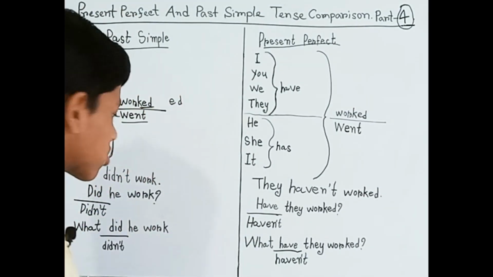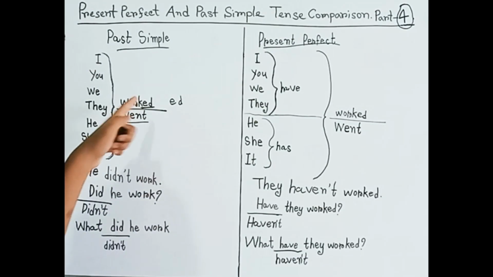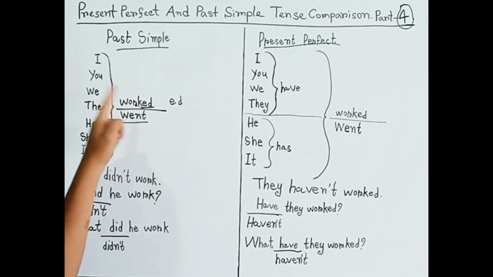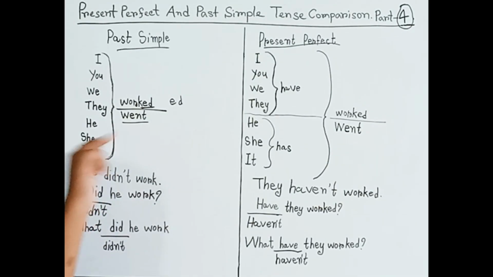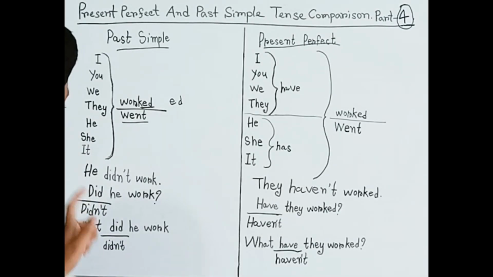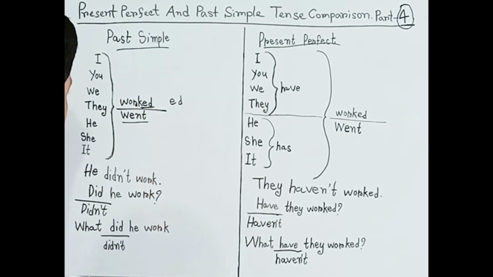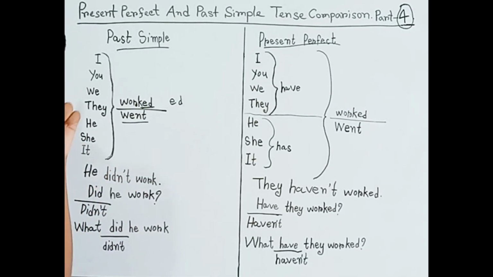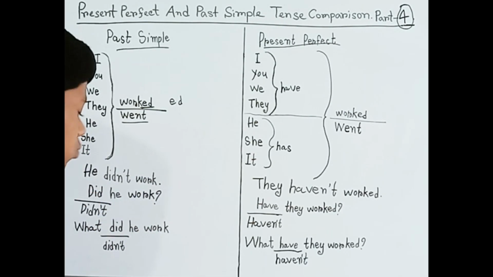So let's check. I worked. You worked, we worked, they worked, he worked, she worked, it worked. It's the positive one. Then we can also make it negative. We can say, I didn't work. You didn't work, they didn't work, he didn't work, she didn't work, it didn't work.